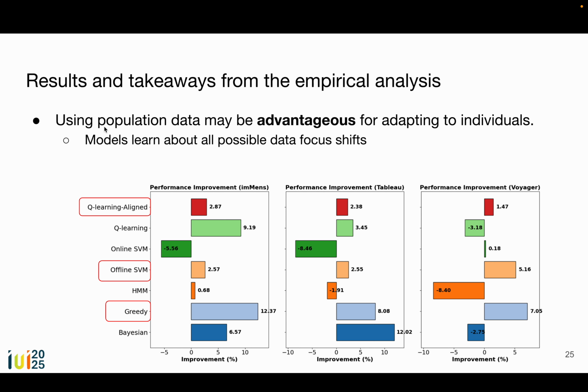We also find that using population data may be advantageous for adapting to individuals, because then the models can learn about all possible data focus shifts. And we can see that Q-learning aligned, offline SVM and greedy all see some performance improvements for the population data.